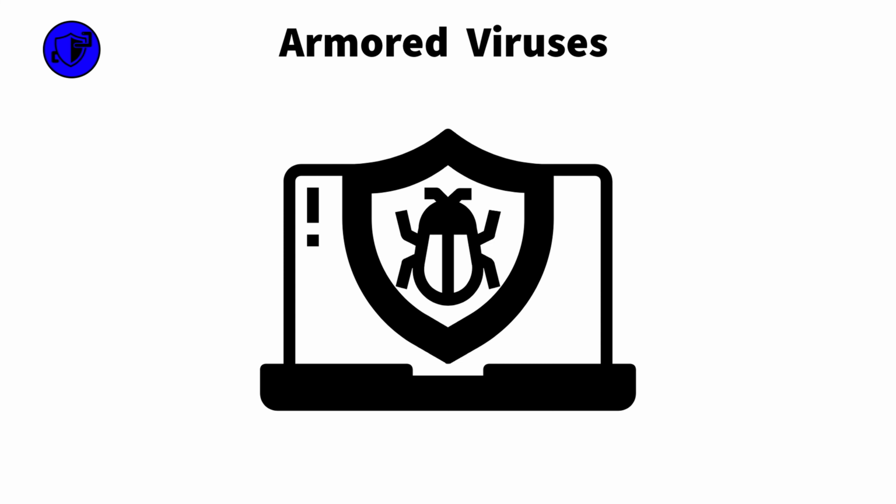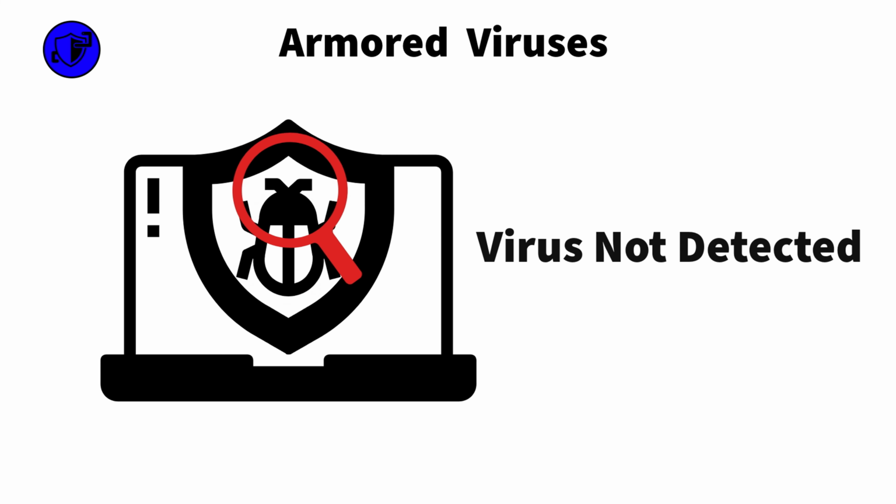Armored viruses are designed to make it difficult for antivirus software to detect and analyze their code. They accomplish this by employing various obfuscation techniques, such as encryption or code mutation.